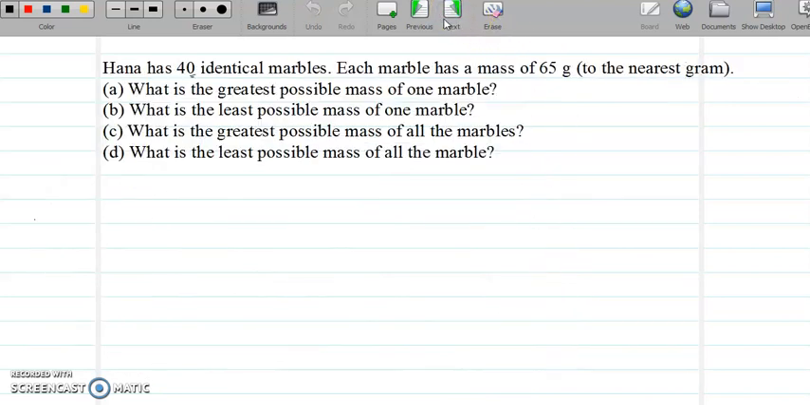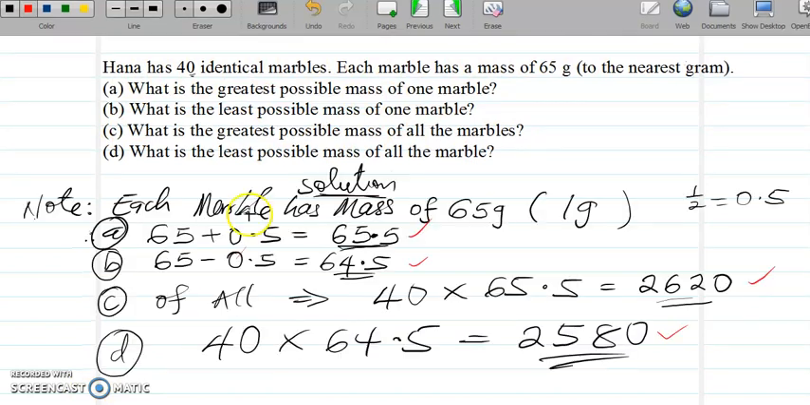Okay. Now look at this. You have to pause this video, solve this also, and know if you have the answer correct. Okay, so now this is how we solve the problem. Since each of the masses is 65 gram to the nearest gram, that means to the nearest 1 gram. So half of 1 gram is 0.5. To find the greatest possible mass of 1, that means 65 plus 0.5, the degree of accuracy. To find the least possible mass, that means 65 minus 0.5.